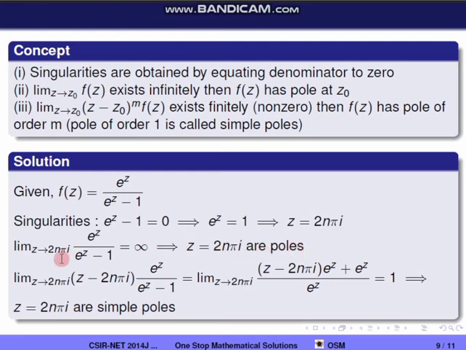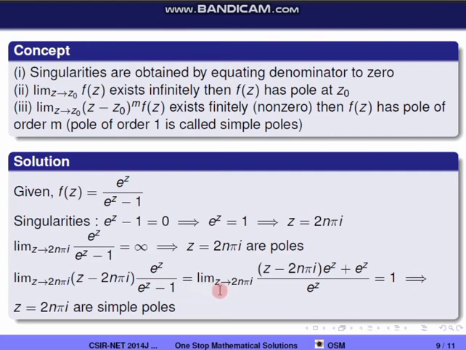Now I'll find the order of the poles. For that, I am using the third concept. So limit z tends to 2n pi i of z minus 2n pi i into e power z by e power z minus 1. When I apply the limits here, I am getting 0 by 0 form. So I am using L'Hospital rule here.